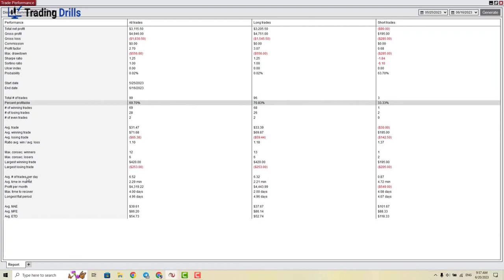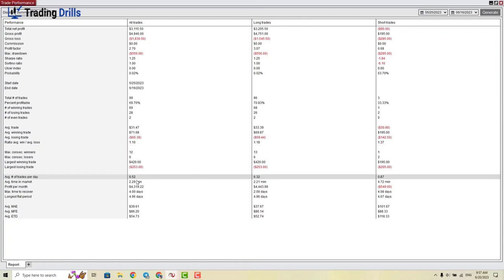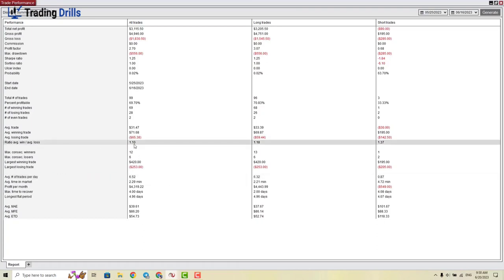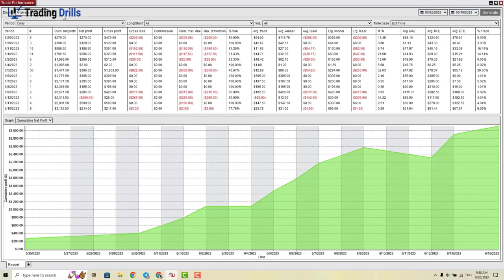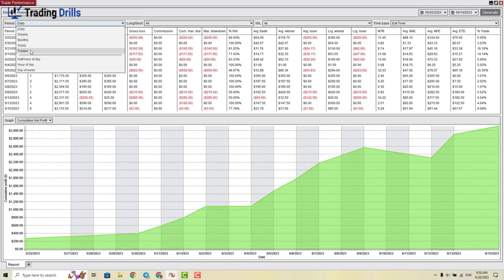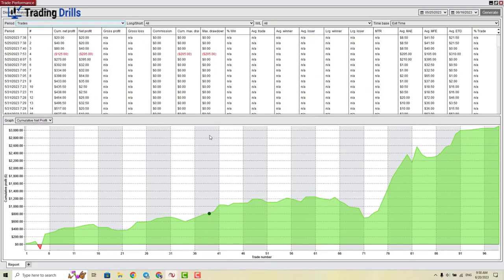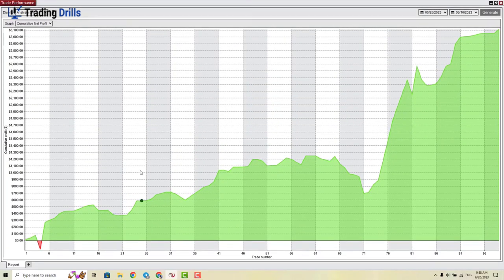The number of trades that I took on average each day was almost 6-7 trades per day. I don't really like that. I'm trying to reduce that, but we'll see. And then my average win to loss ratio is also there. If I want to show you the equity curve based on daily performance, from May 25th all the way to June 16th, this is how it looks. And if we make it based on individual trades, this is my final equity curve.